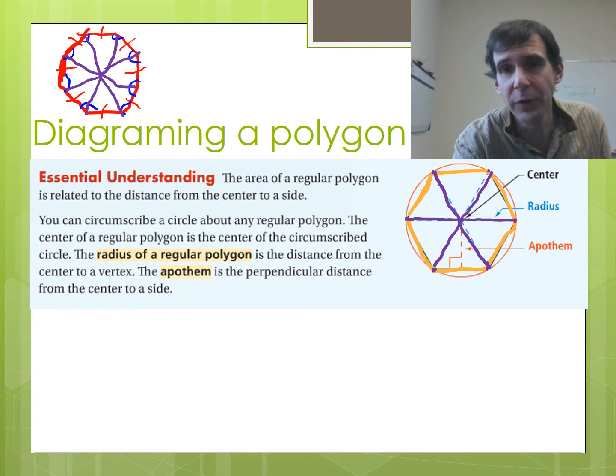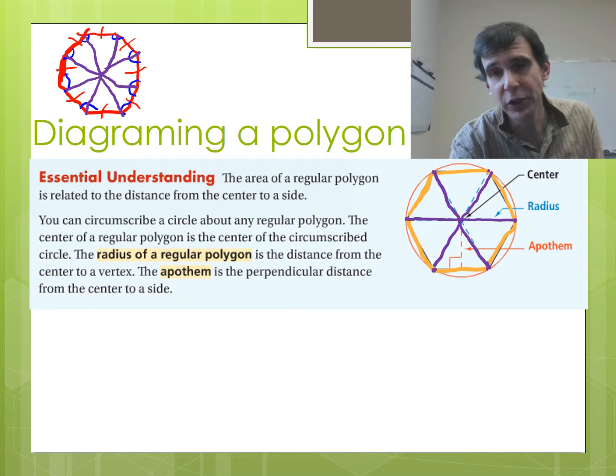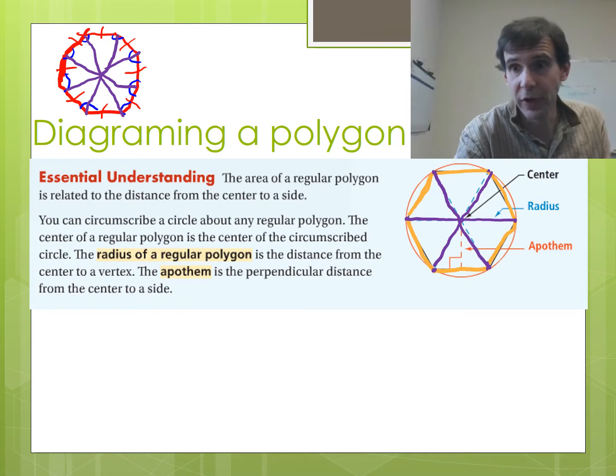An apothem goes from the center of the polygon out to the middle of each side. It means it's going to come out and meet each side at a right angle. And it's going to split each of those triangles into 2 congruent triangles.